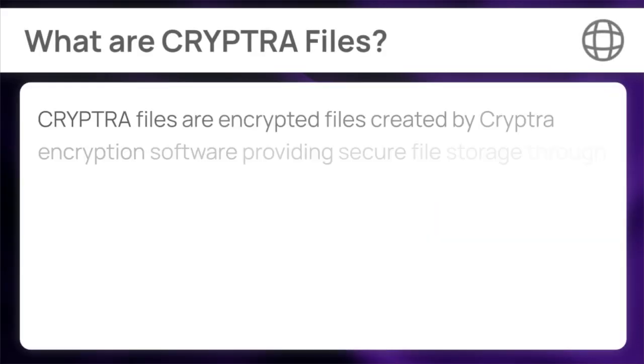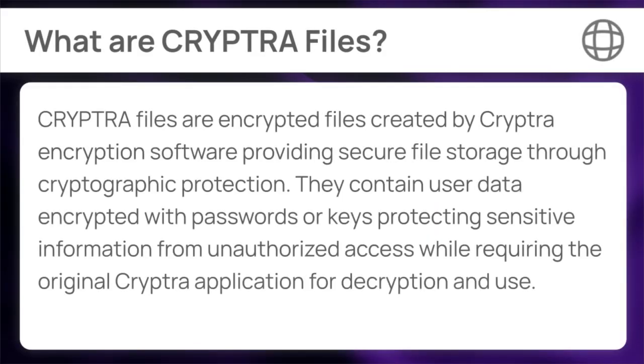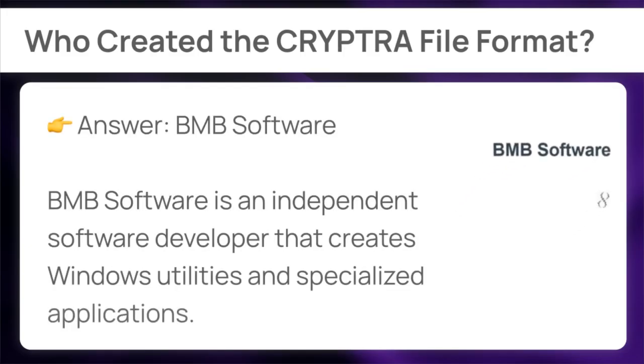Cryptra files are encrypted files created by Cryptra encryption software, providing secure file storage through cryptographic protection. They contain user data encrypted with passwords or keys protecting sensitive information from unauthorized access, while requiring the original Cryptra application for decryption and use.